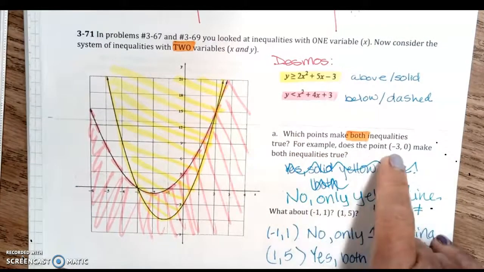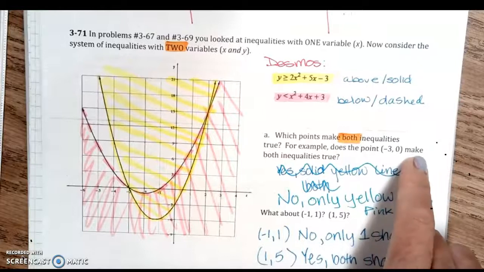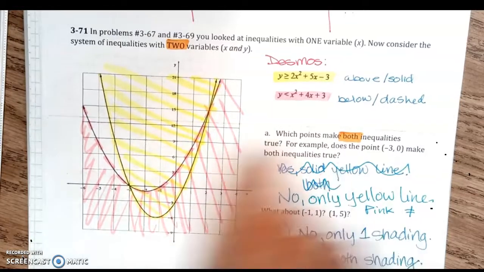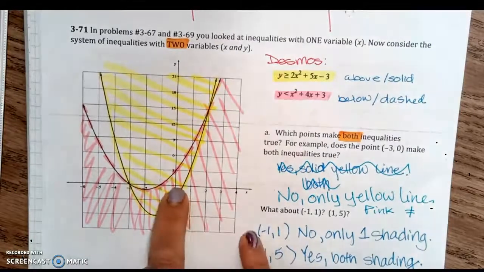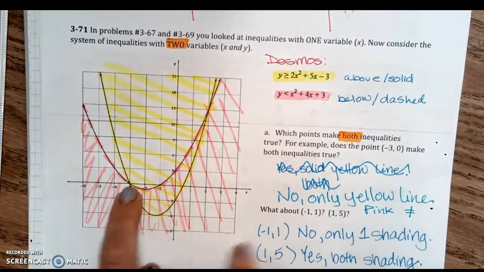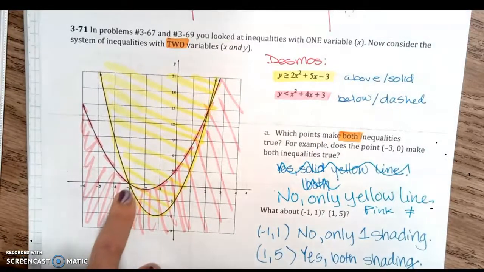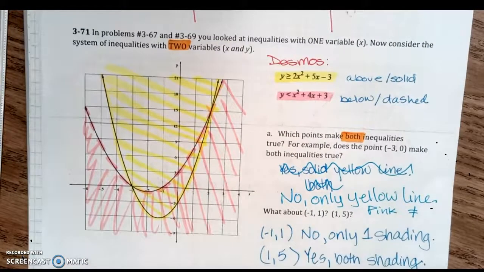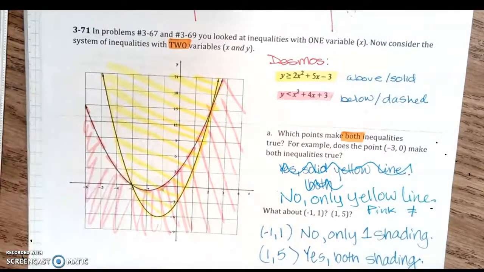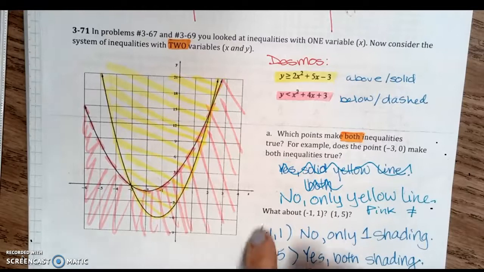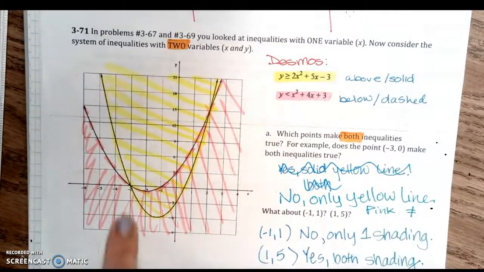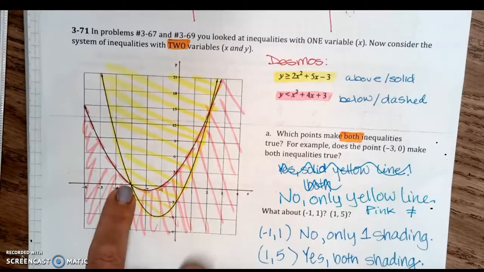For example, does the point -3, 0 make both inequalities true? So based on this graph, here's the origin. You go 1, 2, 3 to the left, and you don't go any up or down, right? So it's actually right at this intersection point, and -3, 0 is true for the yellow, but technically not true for the pink. Why not for the pink? Because the pink doesn't have the equal part.